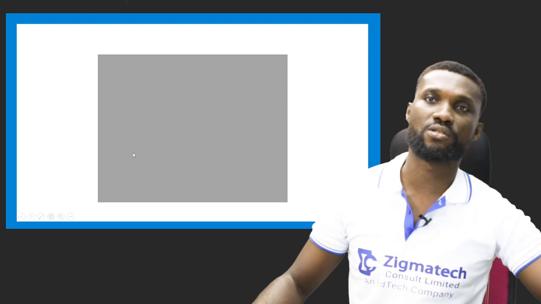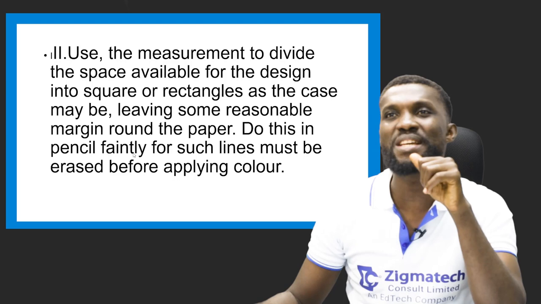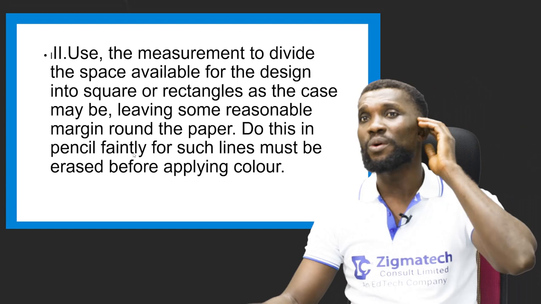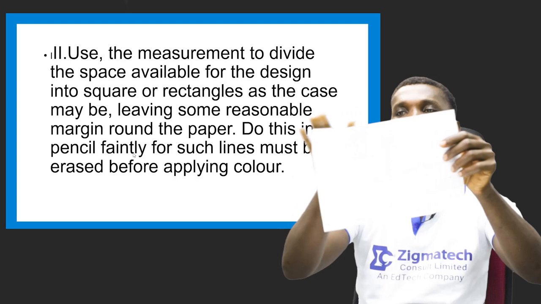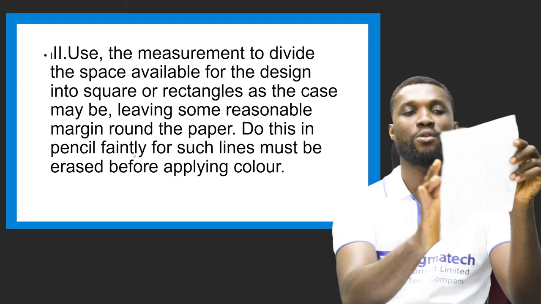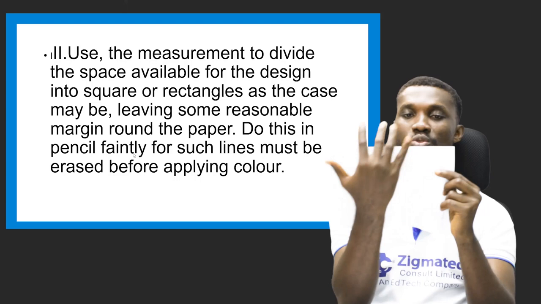Now use your drawing instrument to divide the space available for your design into squares or rectangles, as the case may be, which is exactly what we just did, leaving reasonable margins around the paper. So you must not allow your drawing to get to the edge of your paper. Just give a reasonable space so that anything you're doing is inside. As a matter of fact, we can choose to work with just these four boxes at the middle. So we'll just leave this space and then work with just these four boxes.